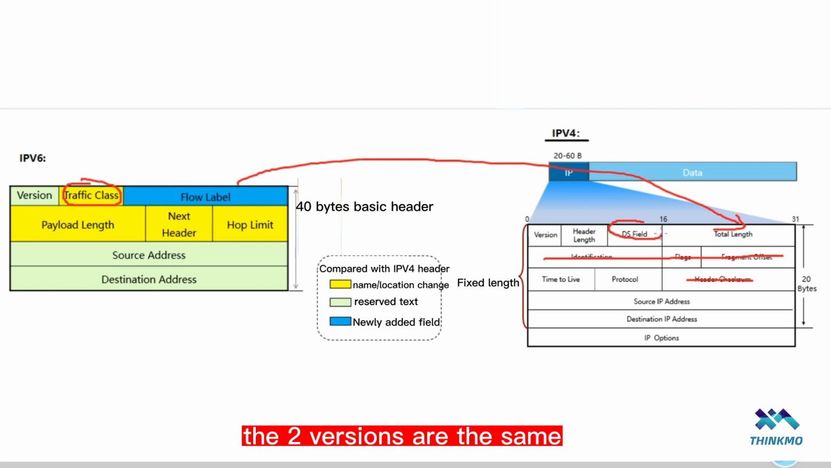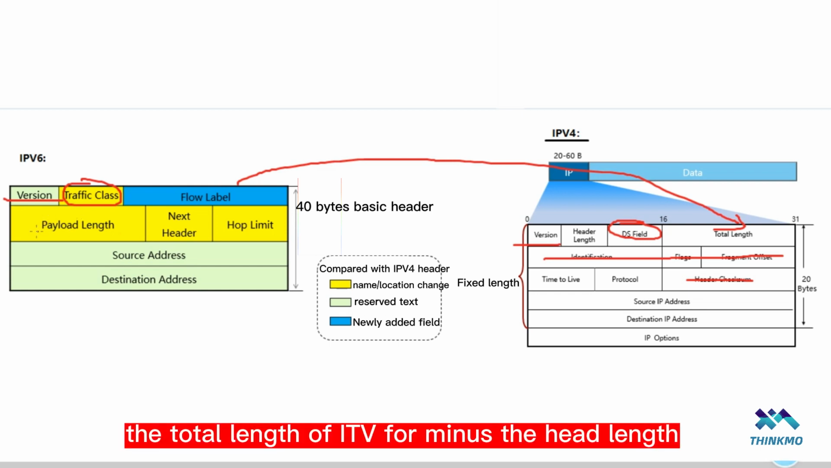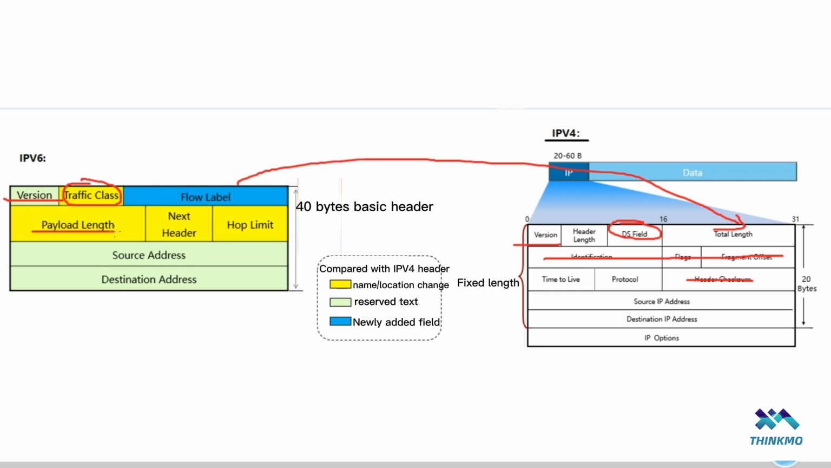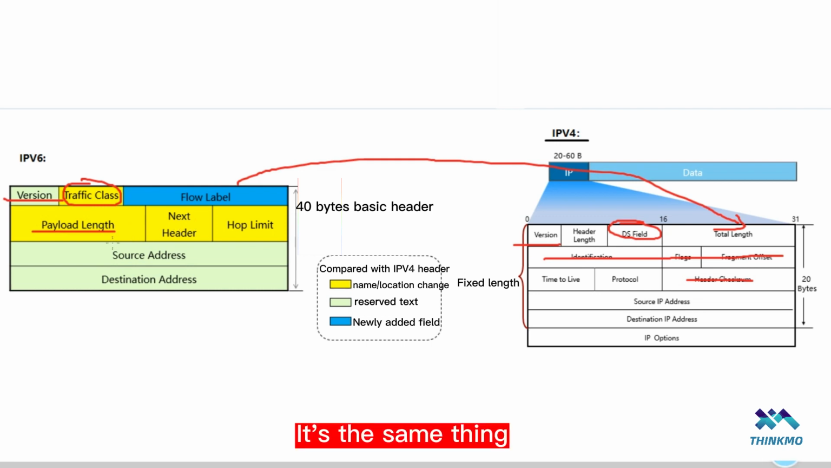The 2 versions are the same. And then there's the payload length. I prefer to think of it as the total length of IPv4 minus the header length. Then there's the next header and protocol, which are the same thing. Hop limit and time to live. Source and destination. That is, IPv6 packets are more streamlined. It looks like this.